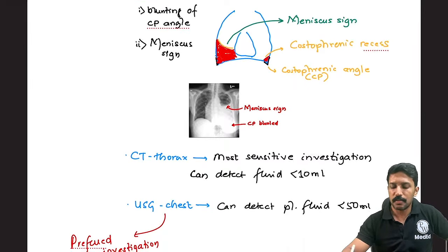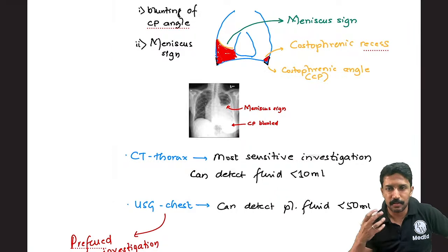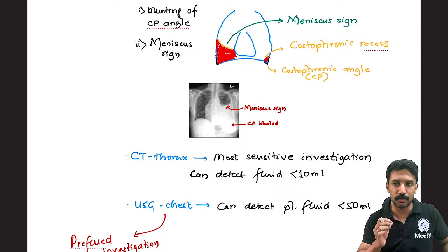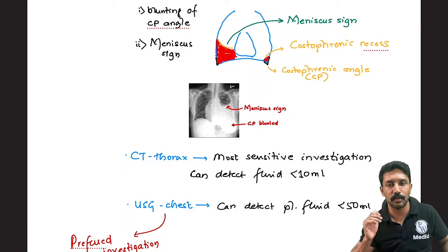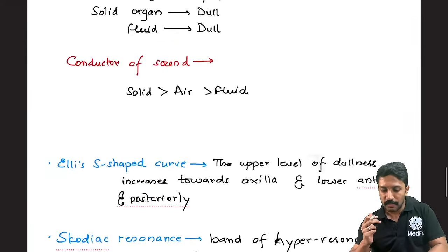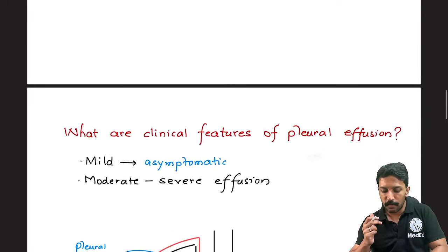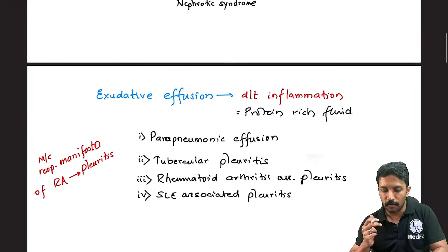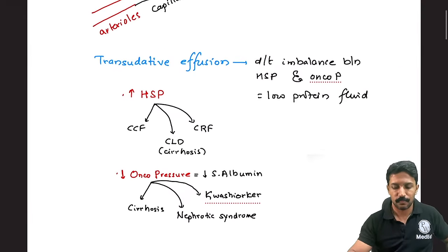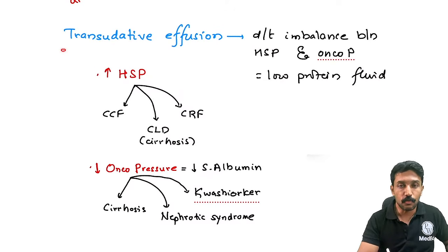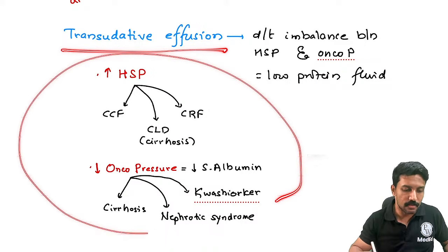Okay, I've got the investigation done and ultrasound has shown that there is fluid. It only confirmed pleural effusion. Why is there a pleural effusion? How do I get to know? I can investigate further if I get to know whether the pleural effusion we are seeing is exudative or transudative.